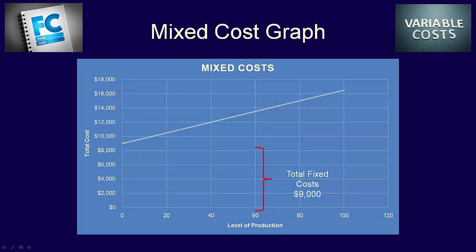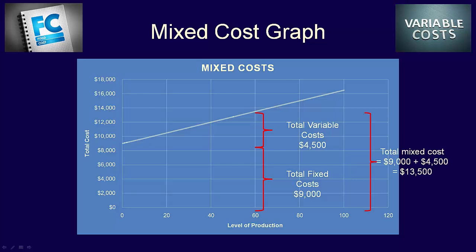For instance, if we look at producing 60 units, we can see that the space from the x-axis to the total fixed costs is equal to the total fixed costs, which is $9,000. We can also see that the space from the fixed cost point to the total mixed cost line is equal to the total variable costs. For 60 units, that would be 60 multiplied by $75, which is $4,500. The total mixed costs is therefore $9,000 of fixed costs plus $4,500 of variable costs for a total mixed cost of $13,500. That's a mixed cost.